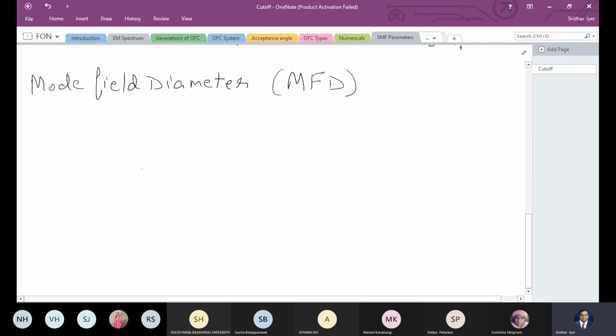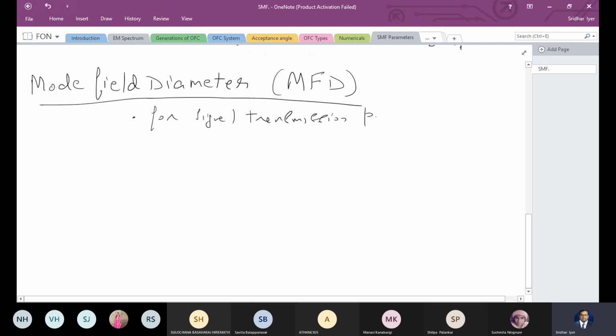It basically describes the signal transmission properties for multimode fiber. The earlier part which we did, gamma equal to alpha plus j beta, is used mostly for single mode fibers. This mode field diameter is used for signal transmission properties of multimode fibers.